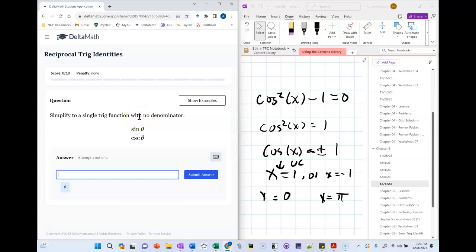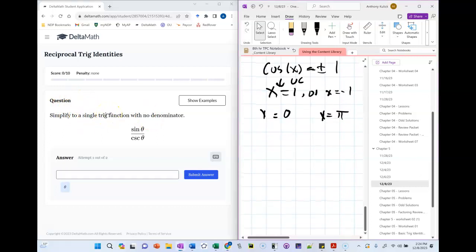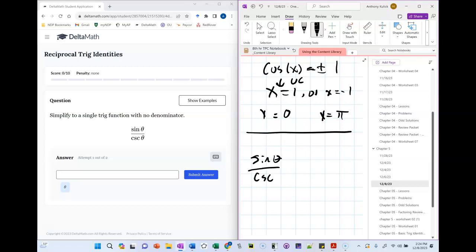Your next one, the directions are going to ask you to simplify to a single trig function with no denominator. So this is just like what we did in 5.1. So again, we're going to be using algebra and identities to do this simplification. If I look at this, is there any algebra to do? No, it's a single fraction. There's no reducing that can happen here. There's no algebra. So what should I do then?